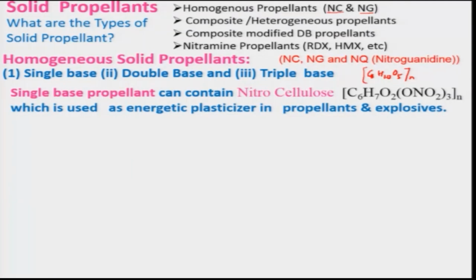You can see that carbon and hydrogen act as a fuel, and O can act as an oxidizer. Generally, this OH radical can be nitrated by replacing it with ONO2, so that you can get nitrocellulose. And it is used as an energetic plasticizer in propellant explosives, which has been used even in ancient times. As we go along, we will discuss it.